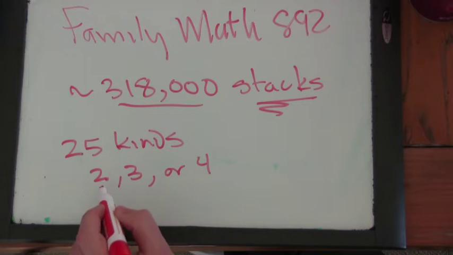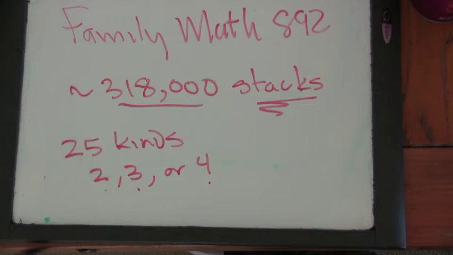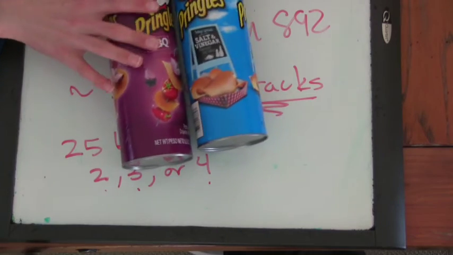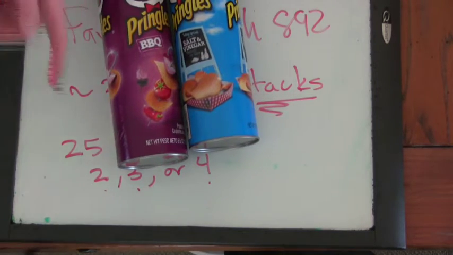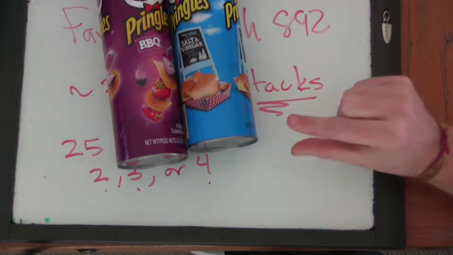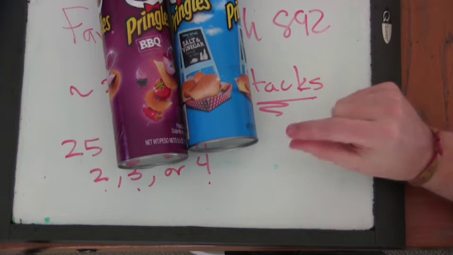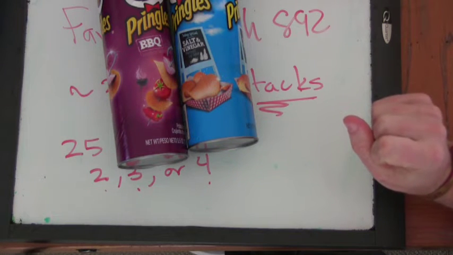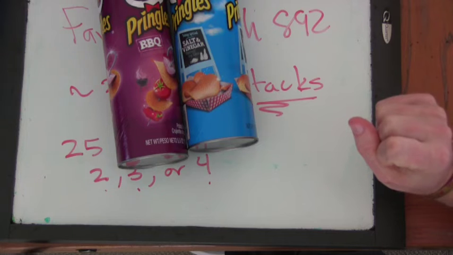With 25 kinds and stacks of 2, 3, or 4, can you think of one interpretation? Just like 318,000 different combinations where you pick 2, 3, or 4 kinds of Pringles and eat them together. Yeah, but you're going to put them in a stack, and it's still not clear what they mean by the stacks. So what could be considered different stacks? Maybe the order of the Pringles.